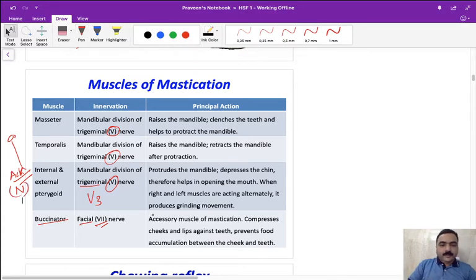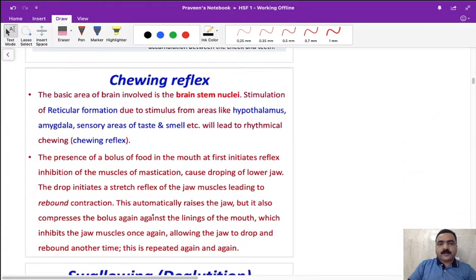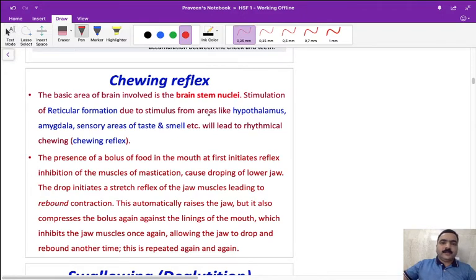Moving on, chewing is actually not considered voluntary or involuntary. Instead, we consider chewing a reflex action. The brainstem is the major area involved, with nuclei like the reticular formation. Stimuli from the hypothalamus, amygdala, and sensory areas of taste and smell lead to rhythmical chewing.